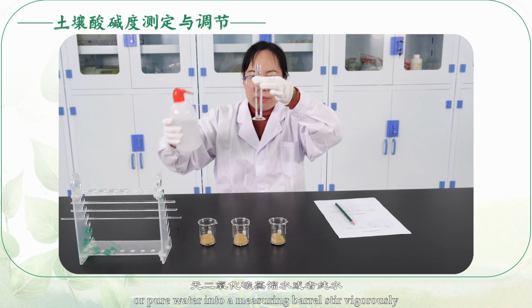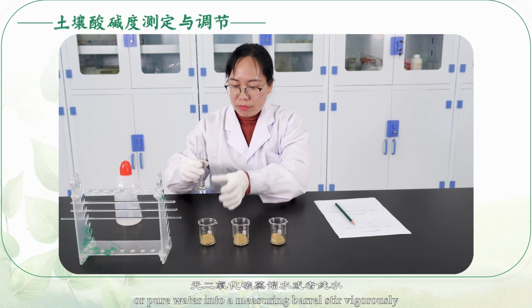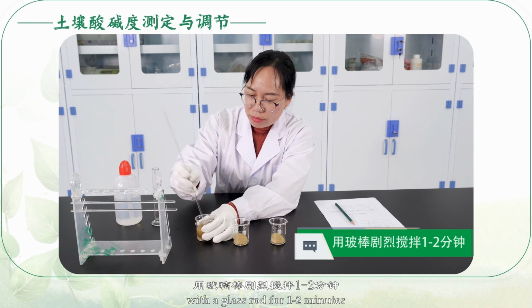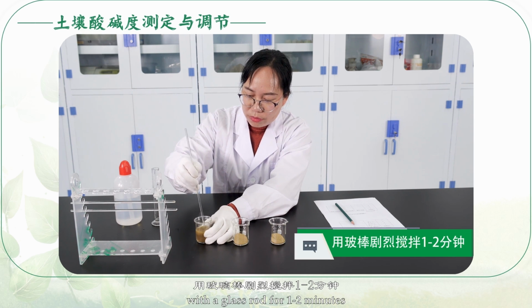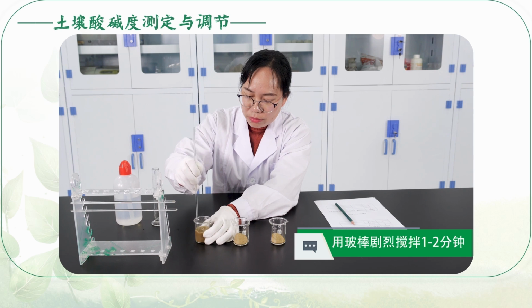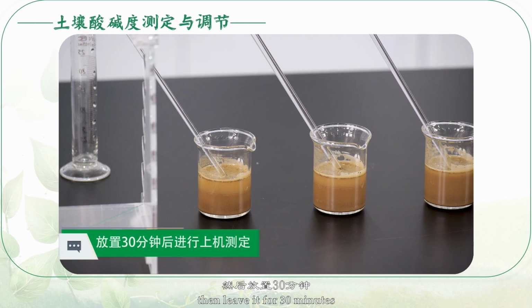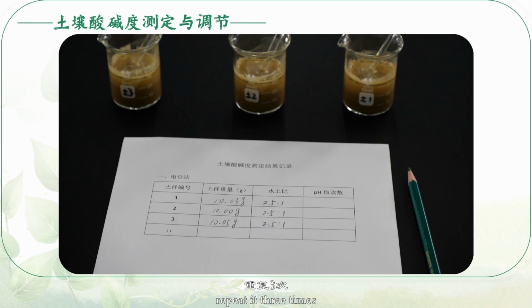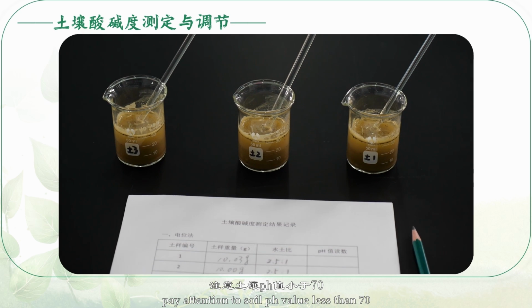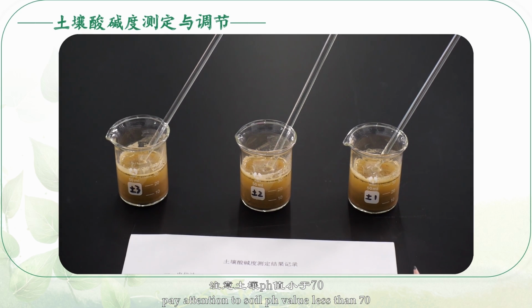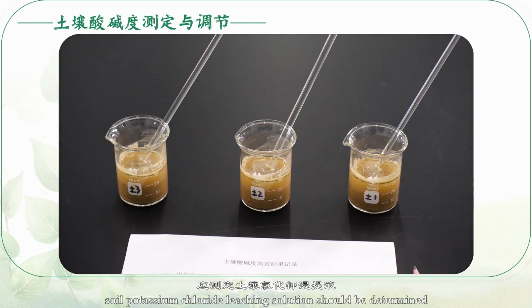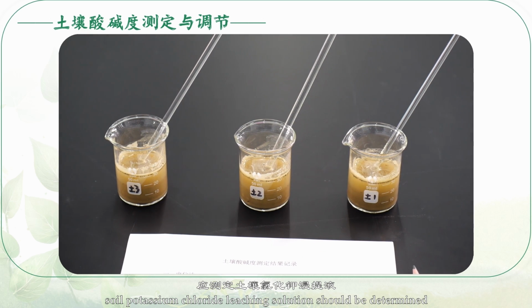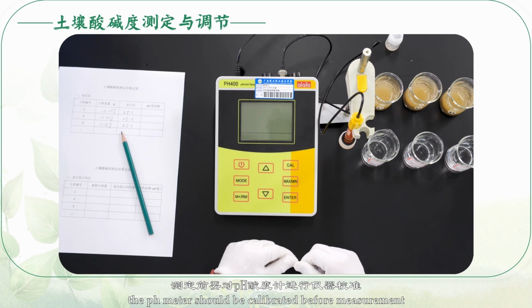Pour pure water into a measuring cylinder. Stir vigorously with a glass rod for 1 to 2 minutes. Then leave it for 30 minutes, and then measure it on the meter. Repeat it 3 times. Pay attention: for soil with pH value less than 7.0, soil potassium chloride leaching solution should be determined. The pH meter should be calibrated before measurement.